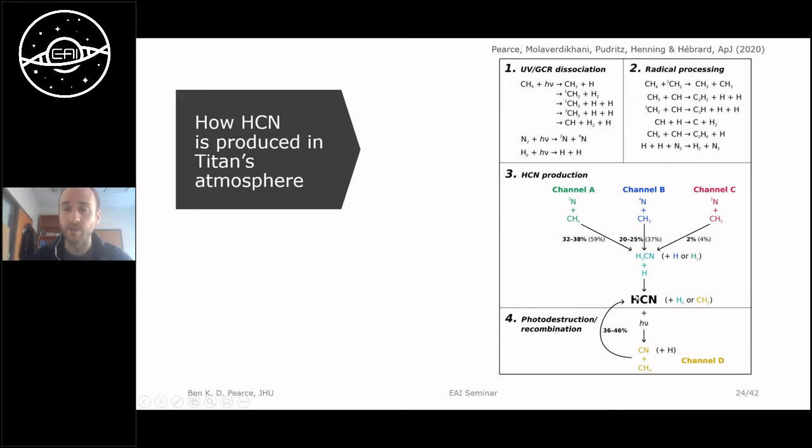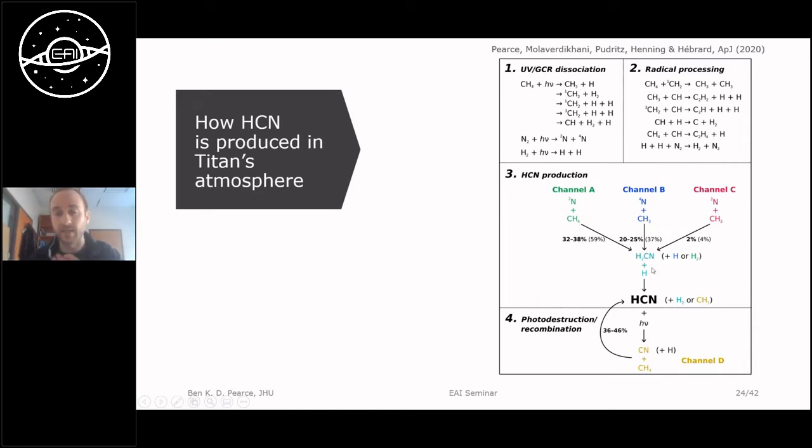Then, once hydrogen cyanide is produced, photodissociation occurs and pops off that hydrogen. But as you saw on the previous slide with the yellow reaction going off the page, cyanide plus methane is the dominant process to recycle that cyanide back into hydrogen cyanide. And that ends up accounting for 36 to 46% of the total hydrogen cyanide produced in Titan's atmosphere. You of course need cyanide in the first place for this channel D.